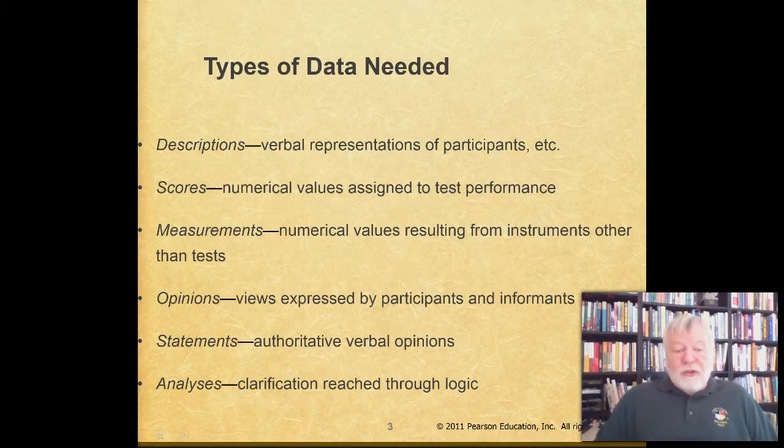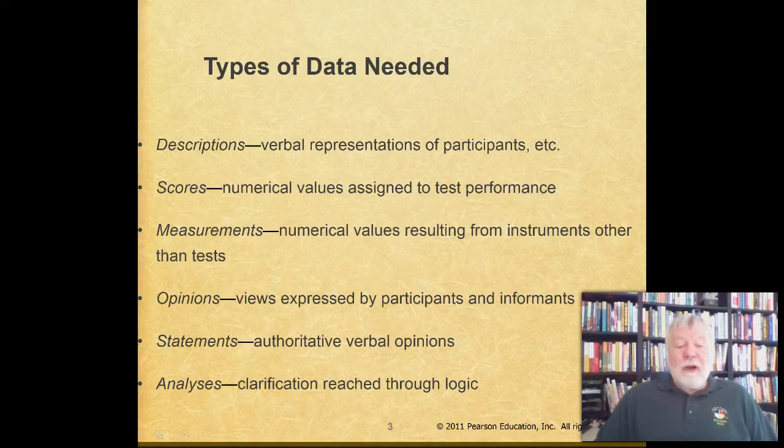Scores are numerical values assigned to test performances. For instance, the scores that Devon achieved on my social studies test related to the US Constitution. Measurements are numerical values that come from instruments other than tests. So, for instance, if we are interested in students' weights, it could be Sharon's weight of 135 pounds. That would be a measurement.